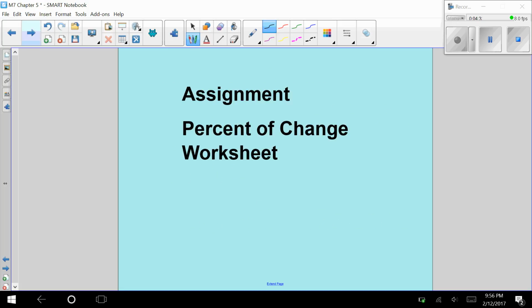Here's your assignment. Make sure you label them either increase or decrease.